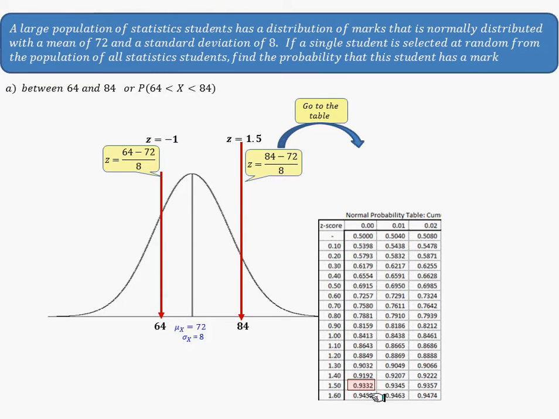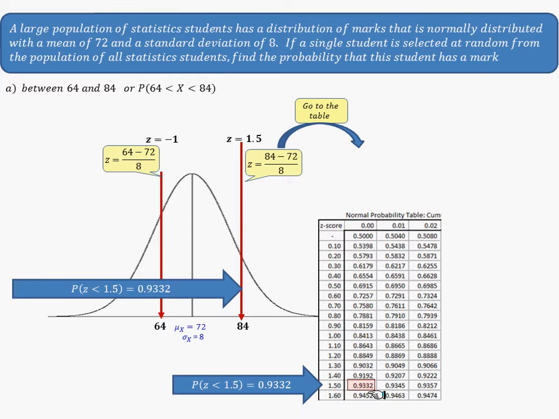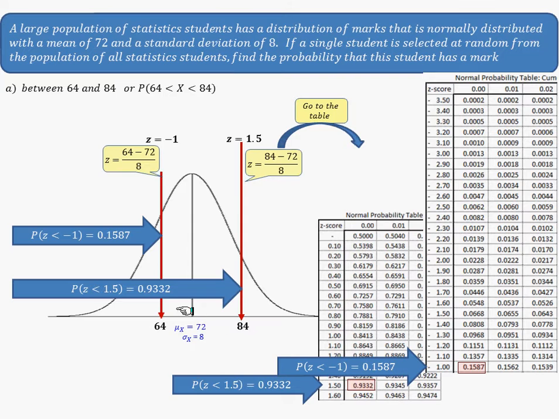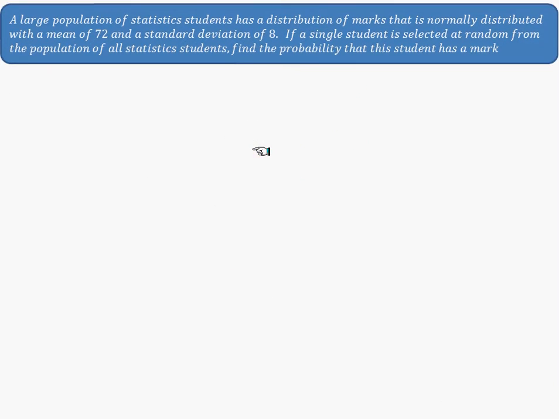1.5 has probability 0.9332, and that is the area up to that red line. Then going to -1, that area or probability is 0.1587, and that's the area that you see here. We're looking for the area in between, and as you can see at the top, this is the difference of those two, which turns out to be 77.45%.